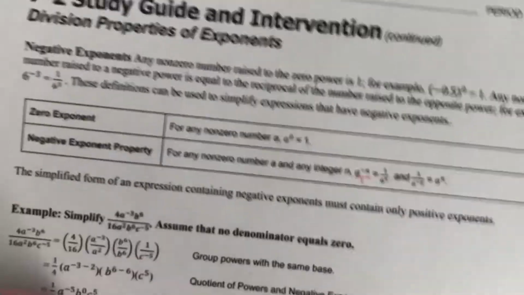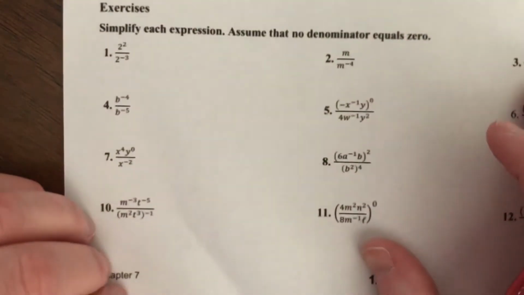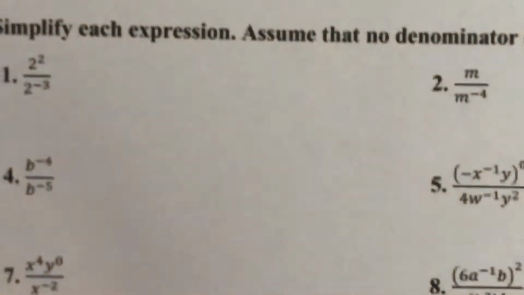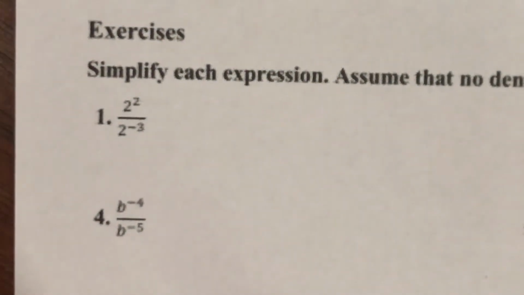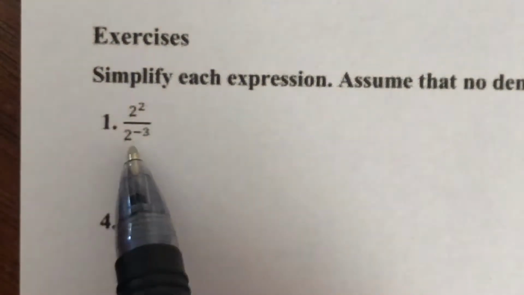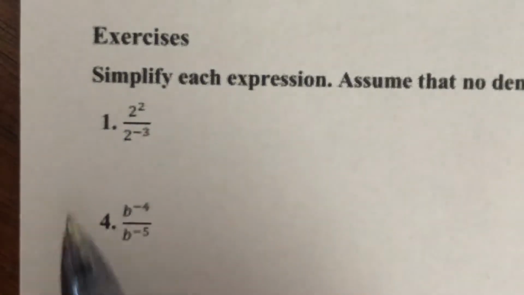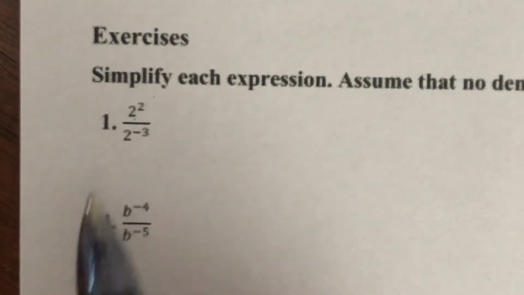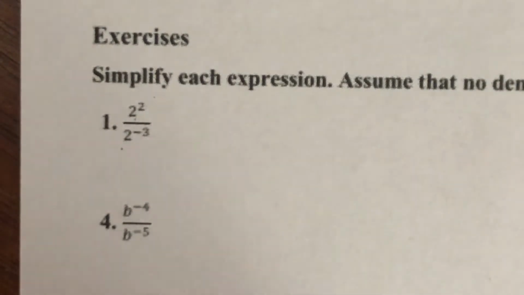Okay, I hope that's making sense. So let's do a few examples down here. I'm going to zoom in because they're written so tiny. All right, so we can think of this in two different ways. We've got 2 squared divided by 2 to the negative third.